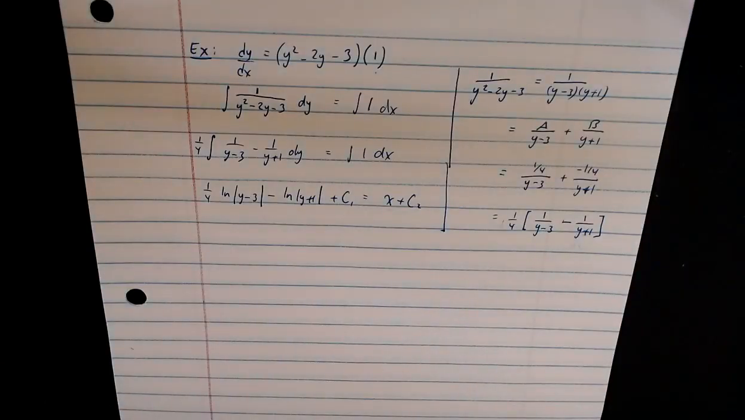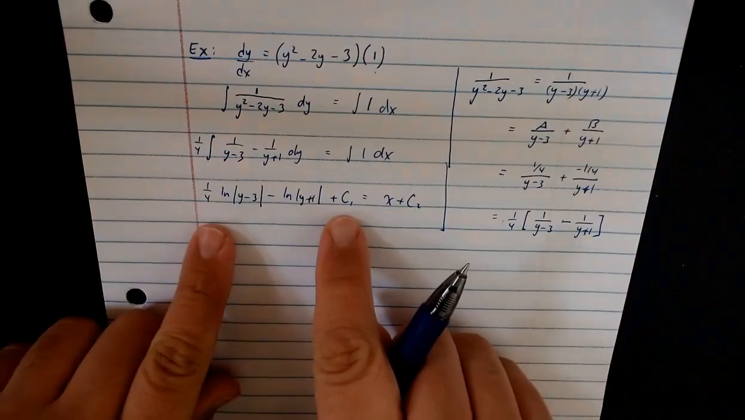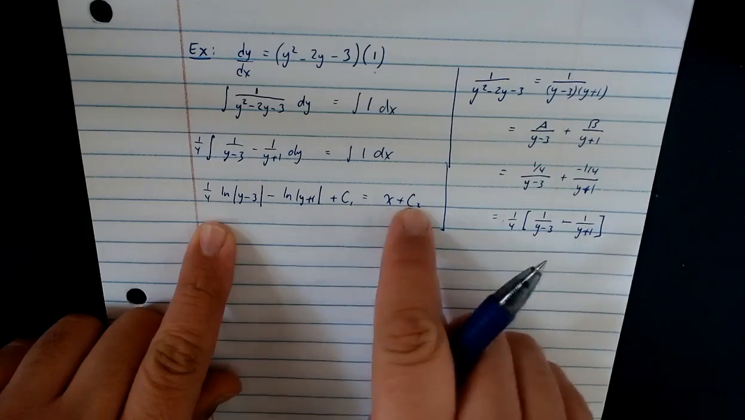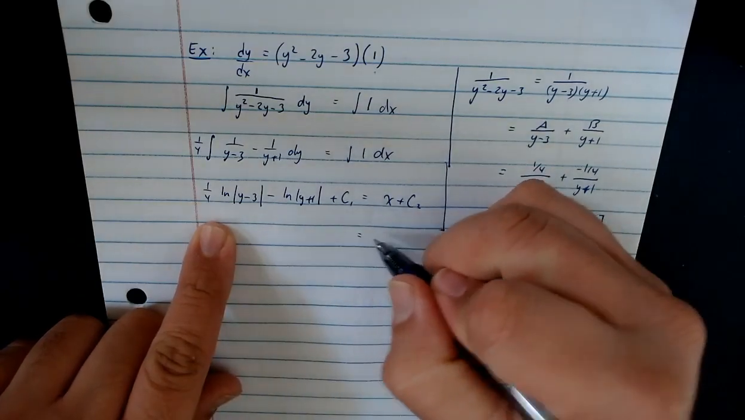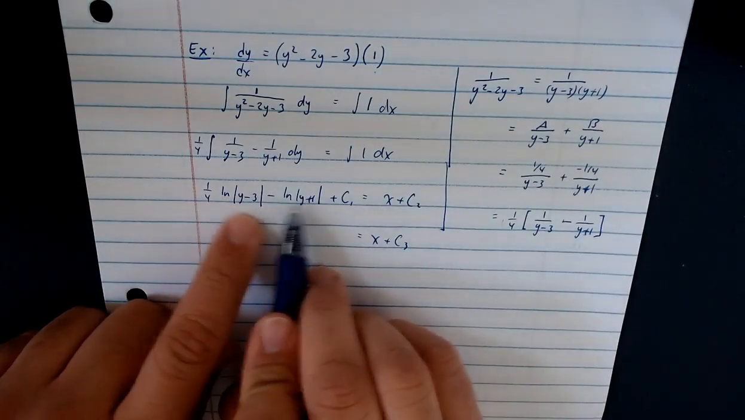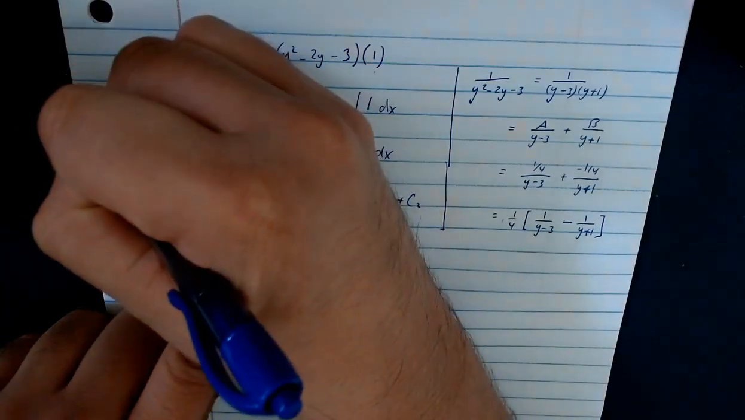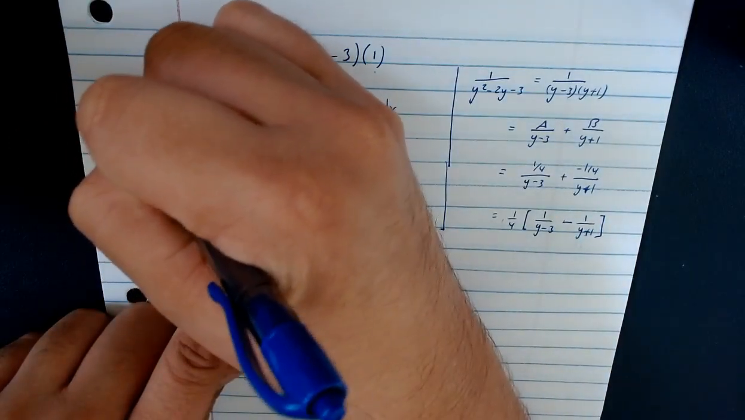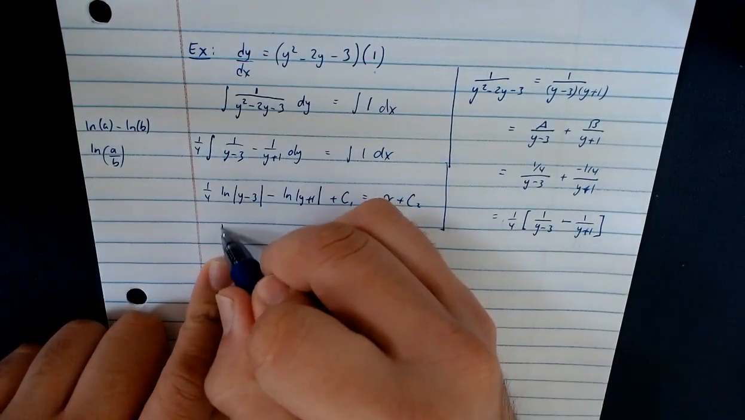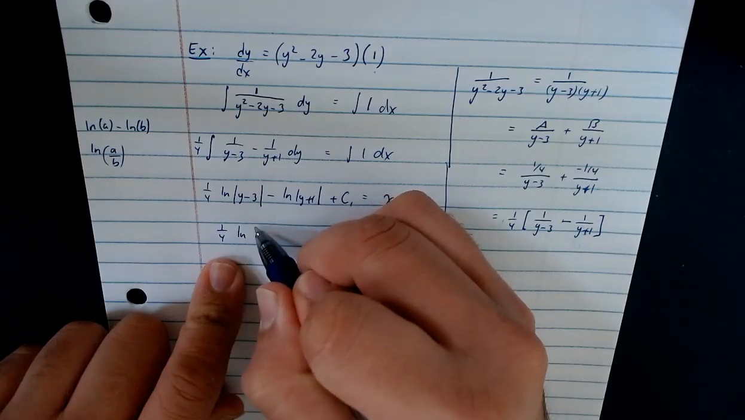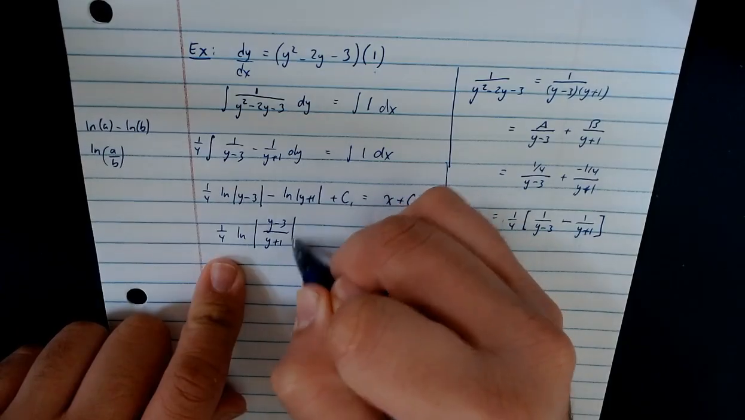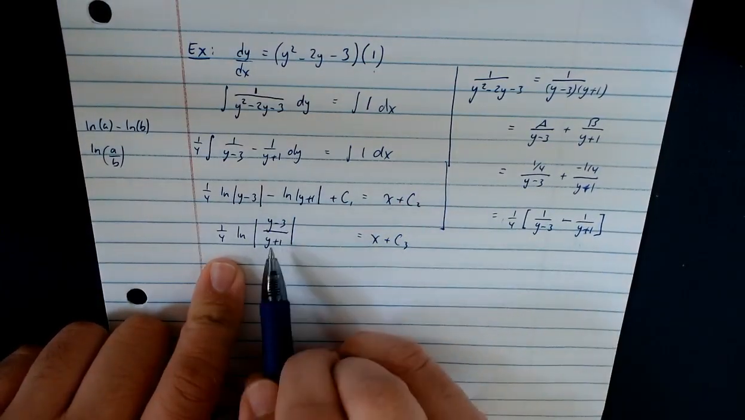Okay, so now let me go ahead and move this over. C2 minus C1 will just become C3. So that's x plus C3. All right, that one's gone. Now these can be merged together using a property of logarithms. Remember, if you have the natural log of A minus the natural log of B, you can write this as the natural log of A over B. So here I'm going to have 1/4 natural log of the absolute value of y minus 3 over y plus 1. These two have merged together.